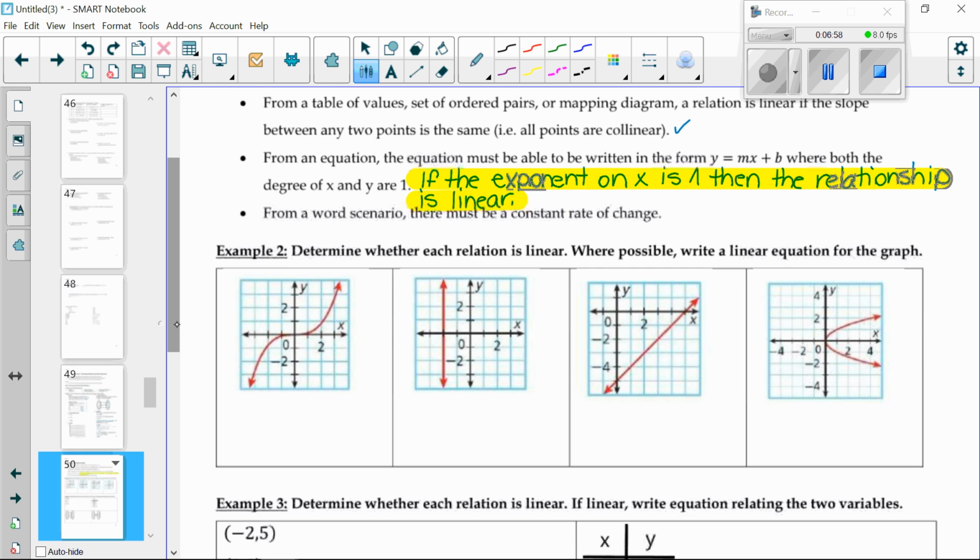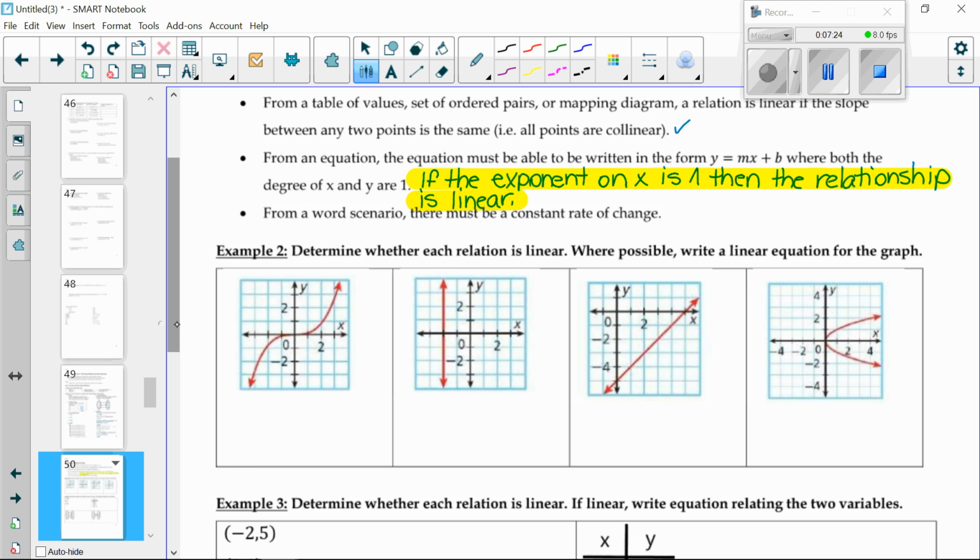From a word or a scenario, there must be a constant rate of change. So going back to the parking question, the rate of change was 2, and it's 2 all the time. From a graph, it's pretty easy to see if something is linear or not. It says, determine whether each relation is linear. Where possible, write a linear equation for the graph.